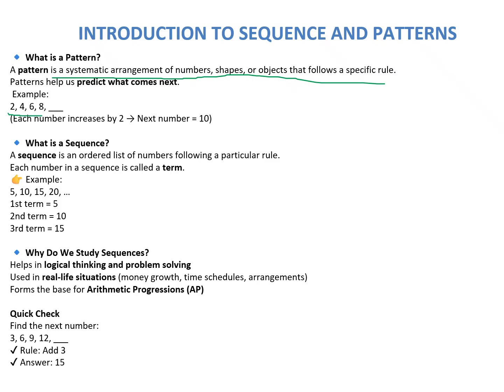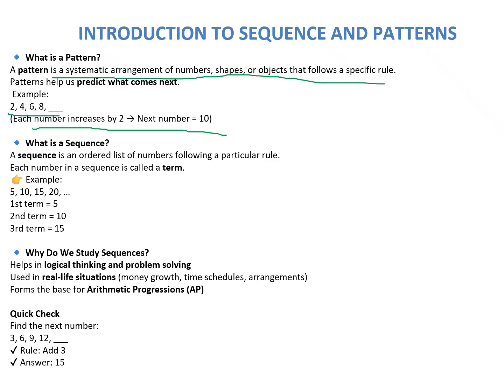For example, 2, 4, 6, 8. If we look at the sequence here, every succeeding number exceeds the preceding number by 2. So 4 is increased by 2 from 2, 6 is increased by 2 from 4, and 8 is increased by 2 from 6. Each number increases by 2, and the next number can obviously be predicted as 10. Or we can say that this is a series of even numbers.